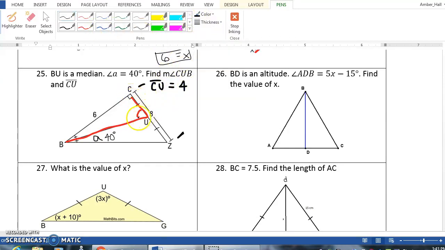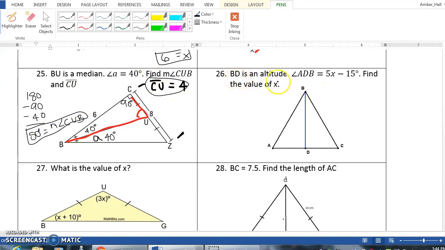Now for angle CUB, right here it says that this angle is 90 degrees. Angle A is 40 degrees, therefore this angle, angle CBU, also has to be 40 degrees because these two angles are congruent. Now I have two of the three angles and I just take those away from 180. And I get the measurement of angle CUB equals 50 degrees.